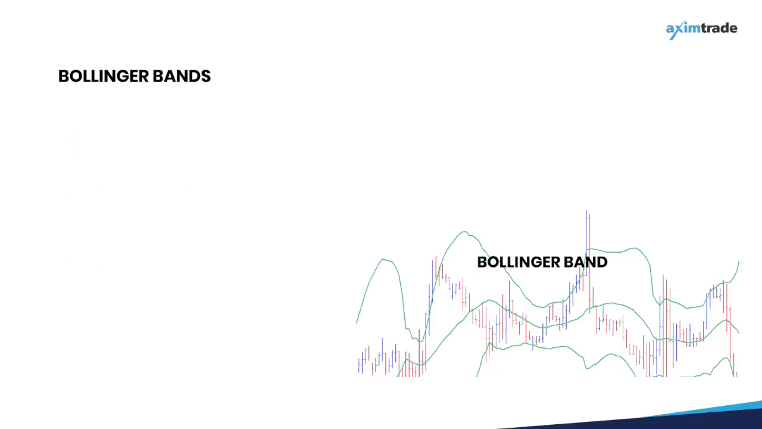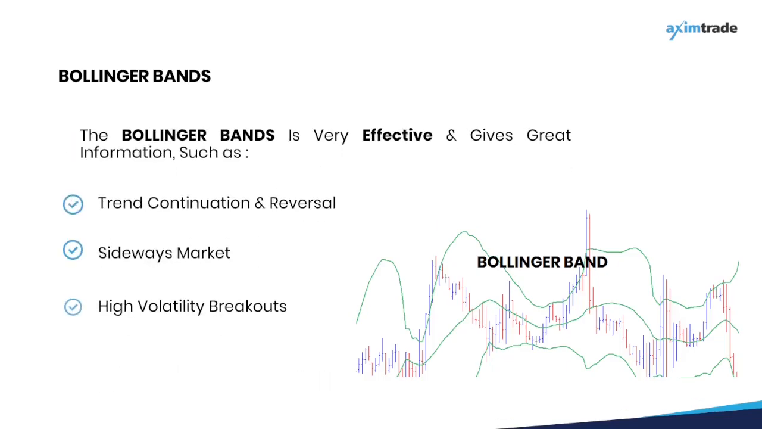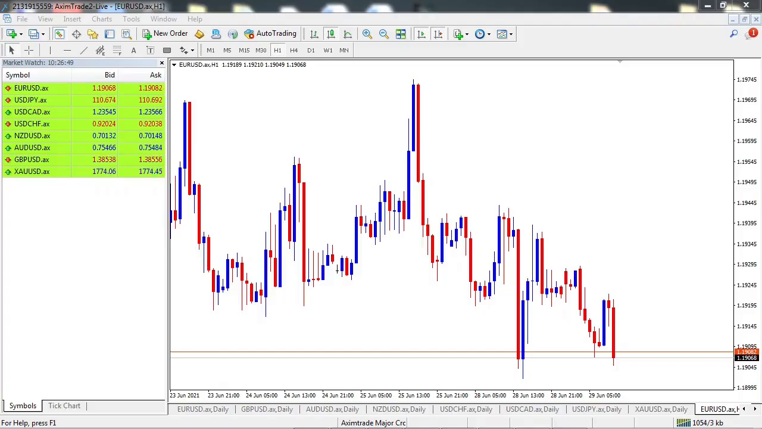A Bollinger Band analyzes market volatility and gives great information such as trend continuation or reversal, consolidation periods, possibilities of high volatility breakouts or probable market tops or bottoms, and also potential take profit levels. We'll go through the Bollinger Band indicator trading techniques in detail on chart, and also how to use it in combination with price action. Let's begin with placing the Bollinger Band on chart.